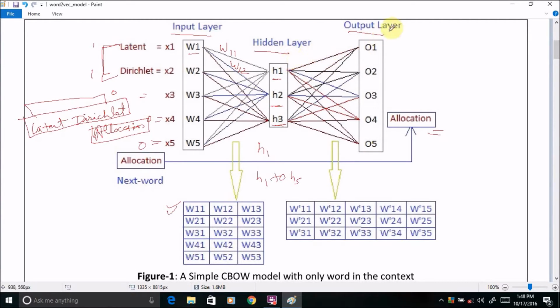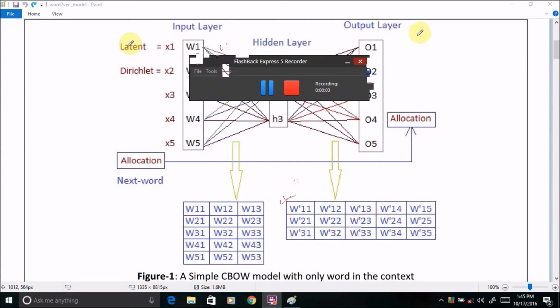Similarly, the next layer is the output layer. Here we used 5 nodes in the output layer, O1, O2, O3, O4 and O5, and here W-11 represents the weight of neuron from hidden layer node H1 to output layer node O1, and W-12 is the weight of neuron from H1 to output layer node O2. This matrix represents all the weighted representation.